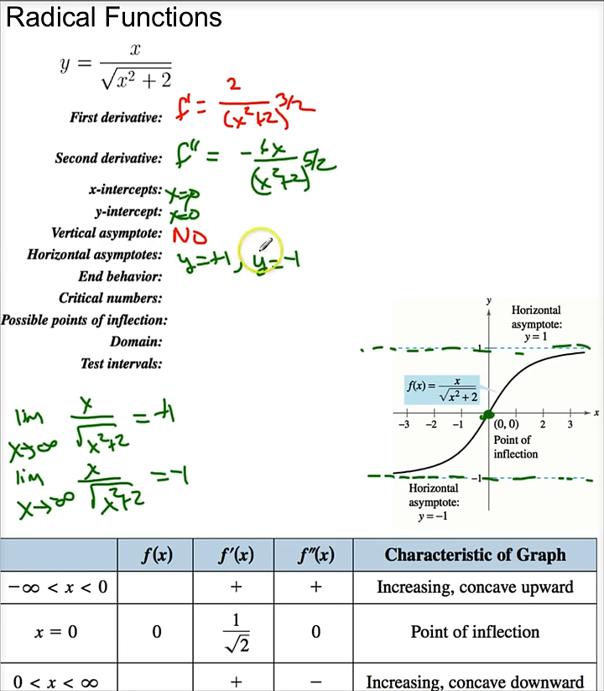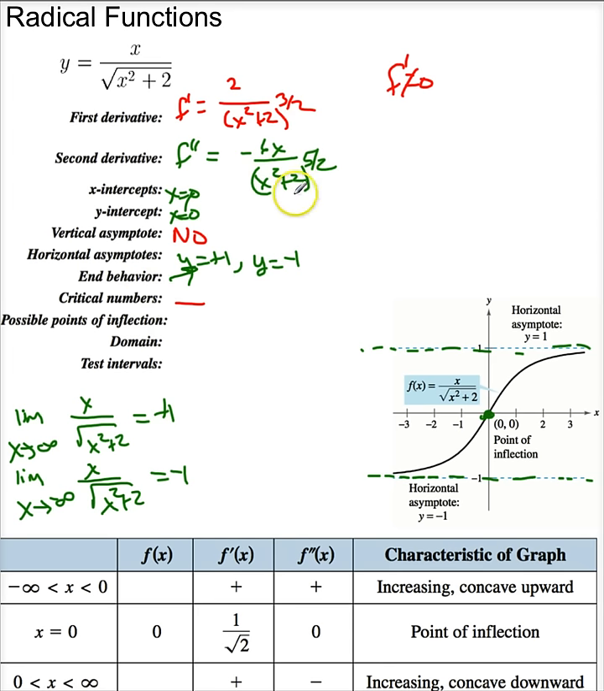So the end behavior is it's going to approach this asymptotic behavior. It's going to approach plus 1 and negative 1. So what are the critical numbers? Where is f prime equal to 0? Well, f prime does not ever equal 0. So we have none.